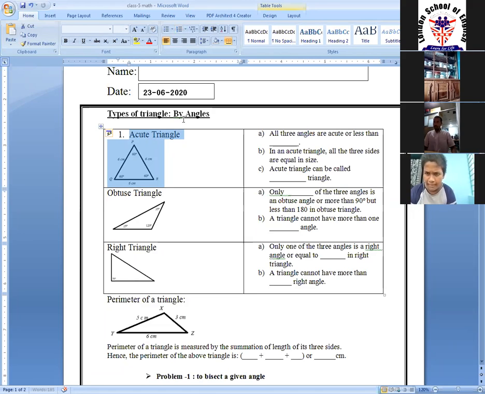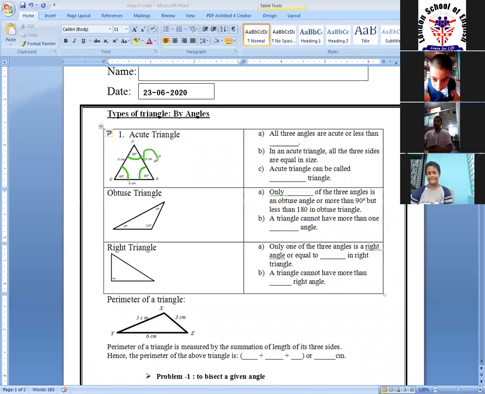What is acute triangle? Acute triangle is a triangle where three lines are equal and three angles are equal. Okay, three lines and three angles each are equal. So look at, I'm showing you. This is 60 degree, right? This is also 60 degree. This is also 60 degree. So each of the angle is 60 degree, right? And another thing is that look at each line length. This one is 6 centimeter, this one is also 6 centimeter, this one is also 6 centimeter.